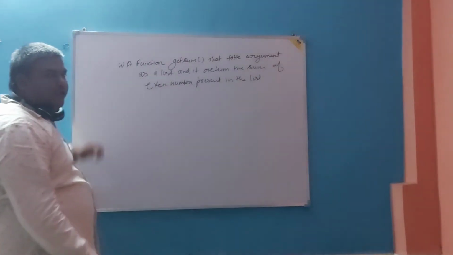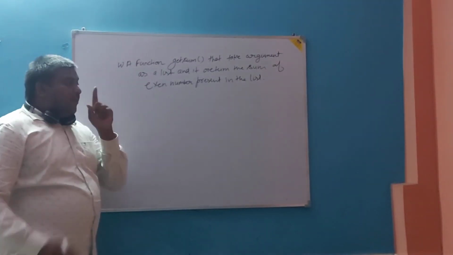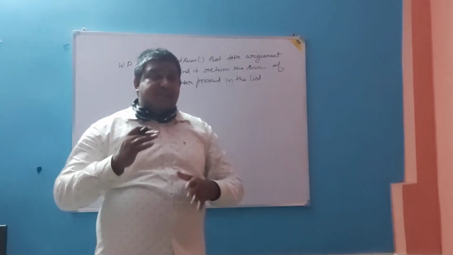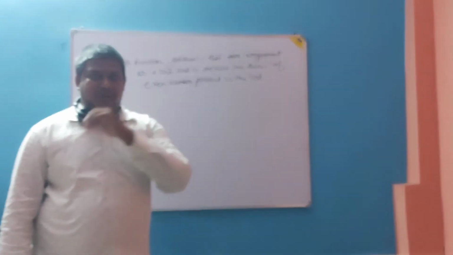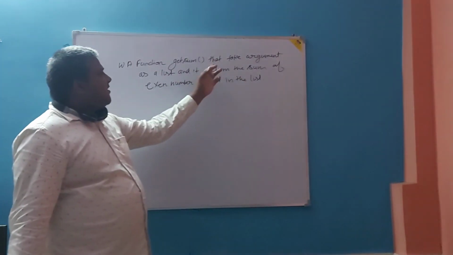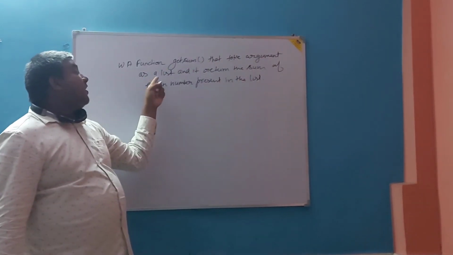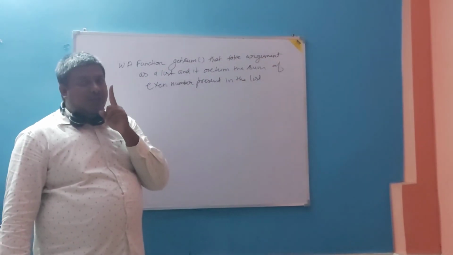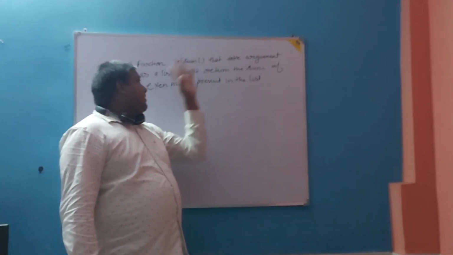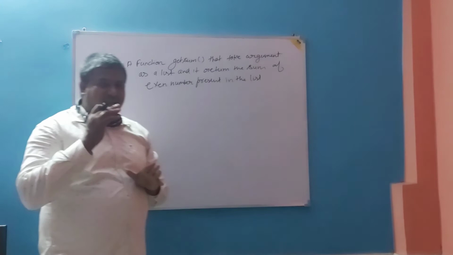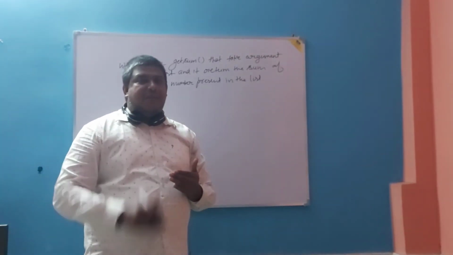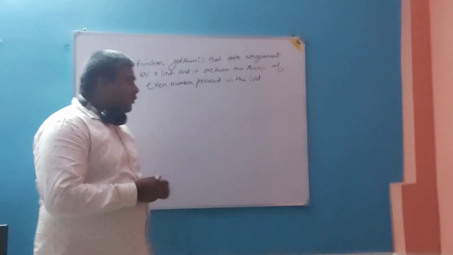So I will show you how to do it. Inside the question we have each and every piece of information. For example, the function name should be get sum. How many parameters is it taking? It takes an argument as a list. A list means only one list. And what will the function do? It will return the sum of even numbers. That means inside the list we have to get all the even numbers and return their sum. So how will we write the code?